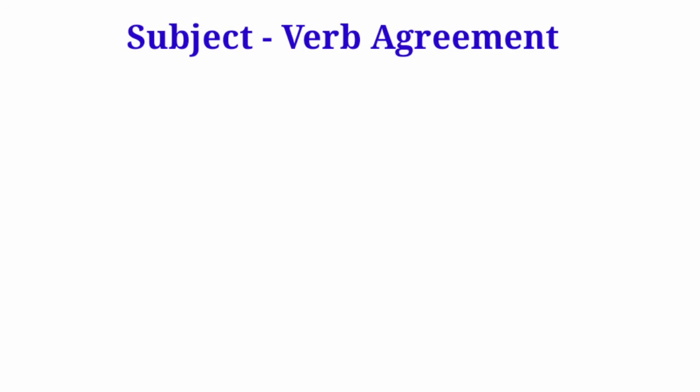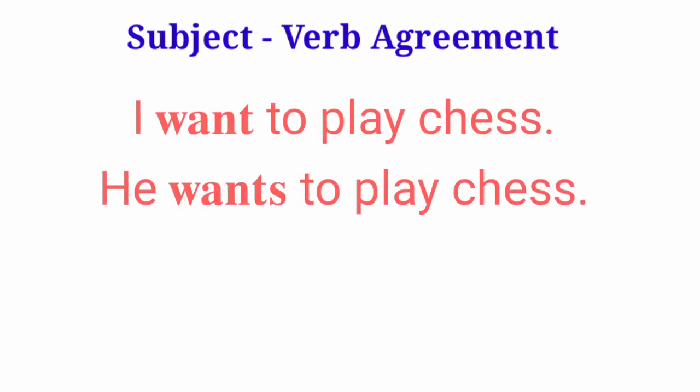First of all, let me tell you what subject-verb agreement is. Just listen to the example. I want to play chess. He wants to play chess. Here I am using "want" with "I" and "wants" with "he". So the verb "want" and "wants" is changing according to the subject. So there is a pact, an agreement between the subject and the verb, that is called subject-verb agreement.